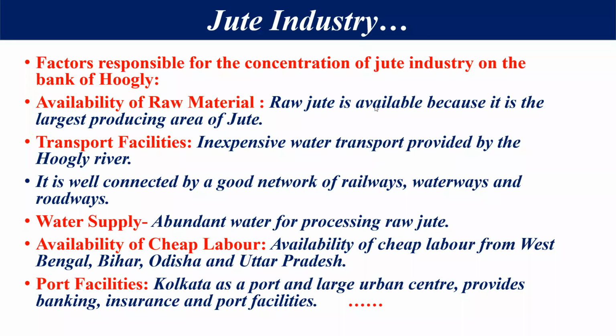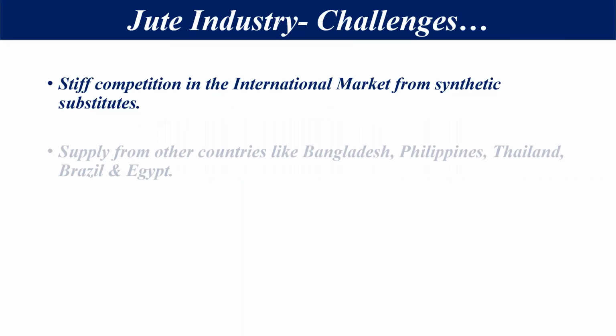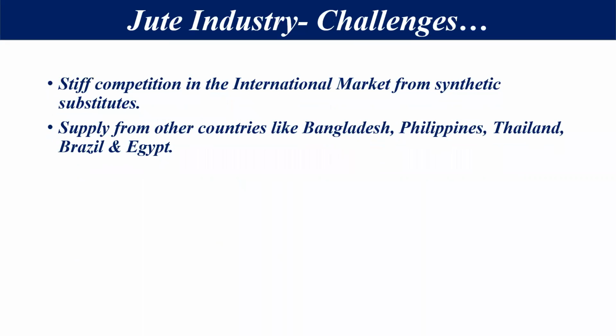Now let's move to another part. This would be also most important. Dear student, stiff competition in the international market from synthetic substitutes. It would be considered a major challenge for the jute industry because we have a lot of alternatives as synthetic fibers, and these give us stiff competition in the international market. And second thing, supply from other countries like Bangladesh, Philippines, Thailand, Brazil, and Egypt. This is also a big challenge for our Indian industry. These two things are considered a great challenge before the Indian industry, right?